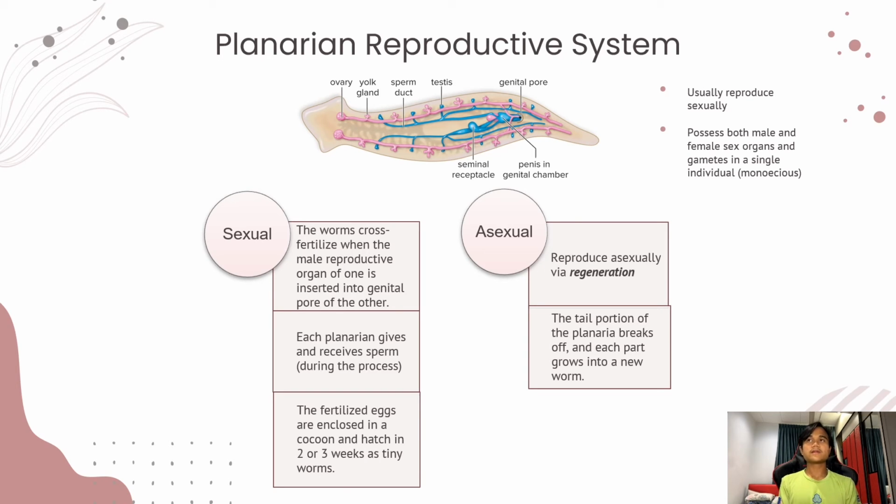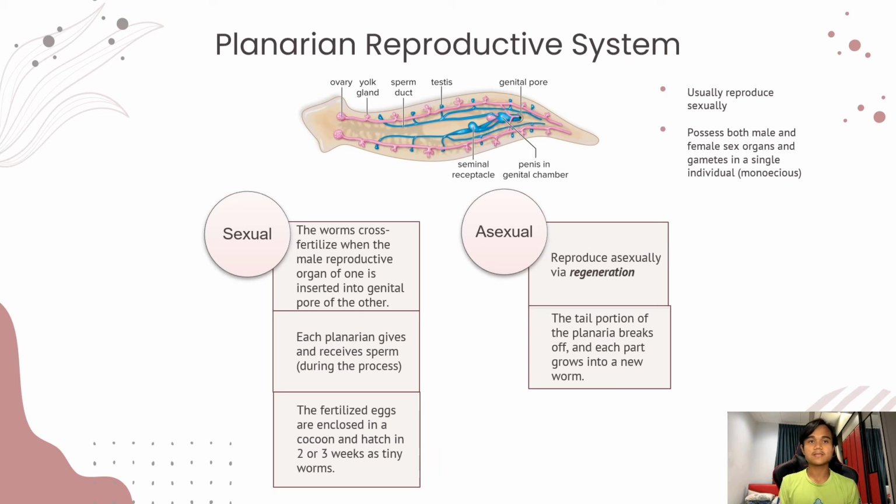Planarians usually reproduce sexually, and each possesses both male and female sex organs and gametes in a single individual, which is known as monoecious. For sexual reproduction, the worms will cross-fertilize when the organ of one is inserted into the genital pore of the other. In the first step, both flatworms will have their male reproductive organ, or penis, inside each other's genital pore. During the next step, each planarian will give and receive sperm during the process.